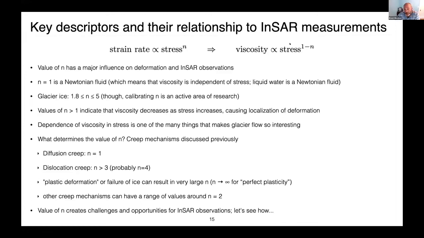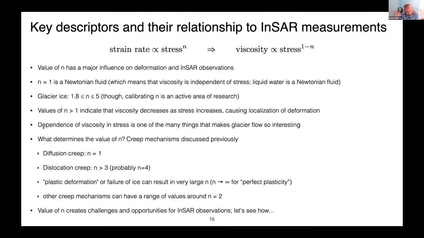So with values of n greater than 1, we can plug this in and we get a negative exponent value on stress. And what that means is that viscosity decreases as stress increases. So as we increase stress, viscosity decreases. That softens the ice, that localizes the deformation, and that makes InSAR observations in many ways more interesting. We get higher fringe rates in these areas. We sometimes have a harder time unwrapping these things. So the dependence of viscosity on stress is really a thing that we get excited about. I certainly get very excited about.